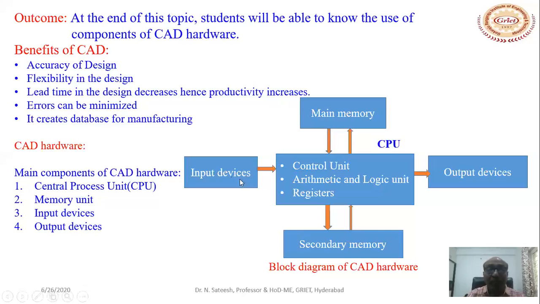So the data received from the input device is transferred to the CPU. The CPU will process the complete data and store it in main memory as well as secondary memory, and give the useful output on the output devices. This is the block diagram of the CAD hardware. Let us go one by one.